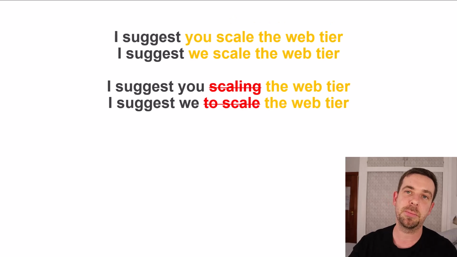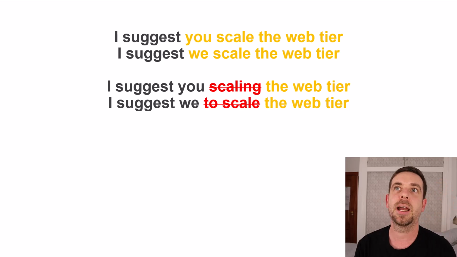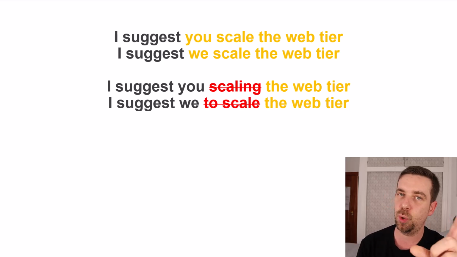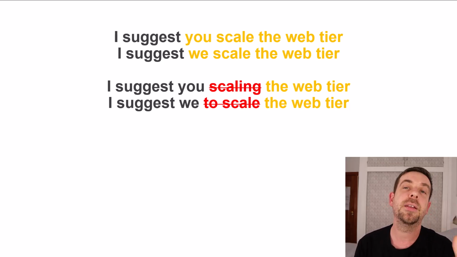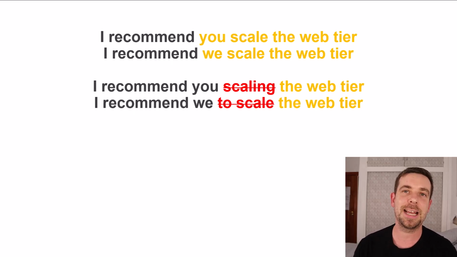Now again, it's similar to a previous video where if you add the pronoun you or we, I suggest you scale the web tier. I suggest we scale the web tier. When you add the pronoun you or we or a different pronoun, now verb ing is not correct. So for example, I suggest you scale the web tier, and not I suggest you scaling. Same thing happens with recommend. I recommend you scale the web tier, or I recommend we scale the web tier.